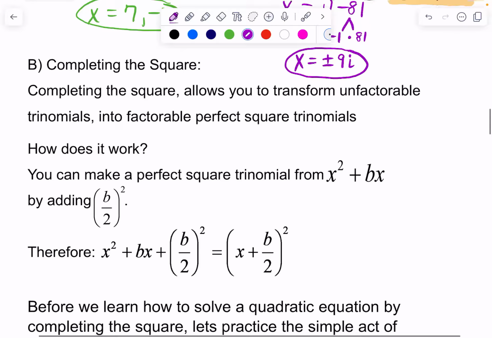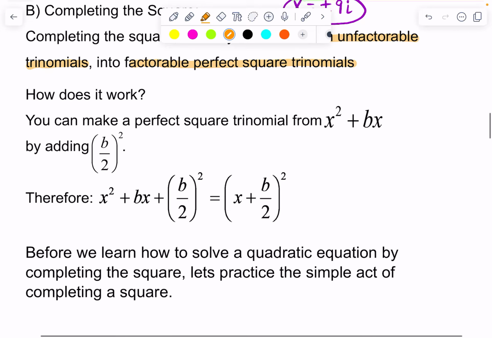Okay, completing the square. Completing the square allows you to transform unfactorable trinomials into factorable perfect square trinomials. How does it work? You make a perfect square trinomial from x squared plus bx by adding (b over 2) squared.